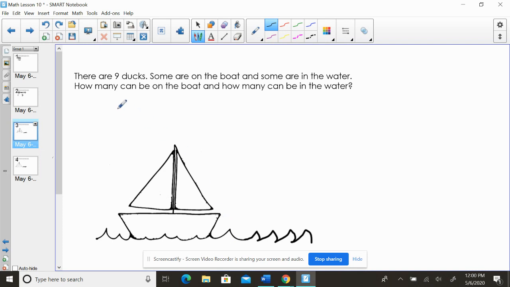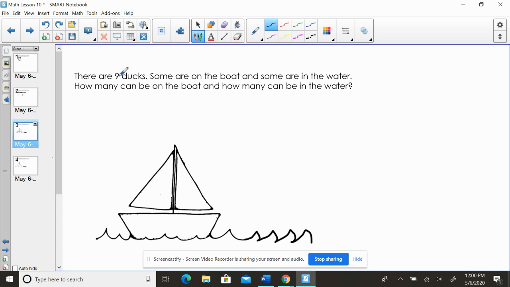There are 9 ducks. Some are on the boat and some are in the water. How many can be on the boat and how many can be in the water? Now what we need to make sure we're doing here is that we're drawing 9 circles. But when we draw those circles, we're going to draw some of them on the boat and some of them in the water, and then we're going to go back and count how many we drew on the boat and how many we drew in the water, and that's going to show us how we solved the problem. So watch Miss Wicks do this.